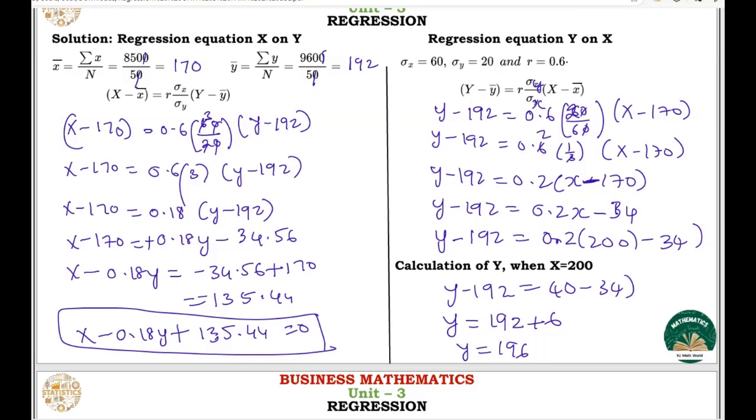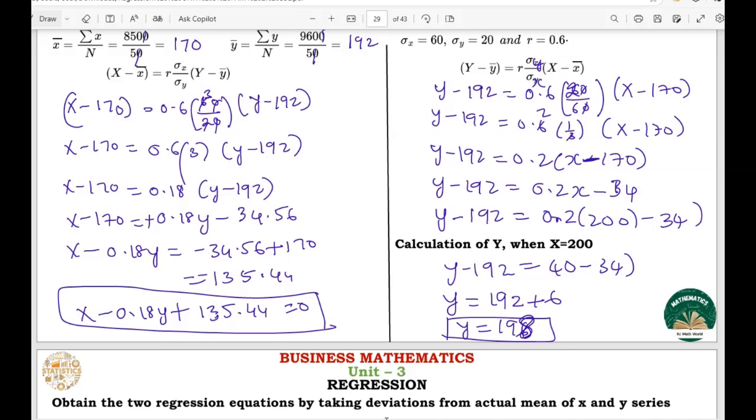40 minus 34. 40 minus 34 will be 6. 192 plus 6. It will be 198, correct. So the y value is 198. This is how you will calculate.